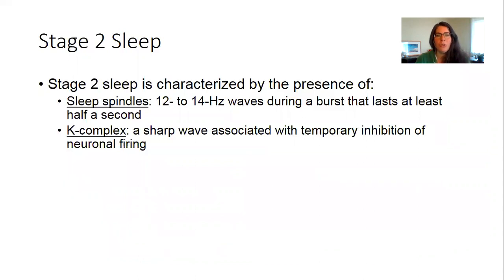Again, stage 2 is characterized by the presence of sleep spindles, which are these 12 to 14 hertz waves that go in bursts, about a half a second burst of these particular brain waves. And K complexes are sharp waves associated with temporary inhibition of neuronal firing.